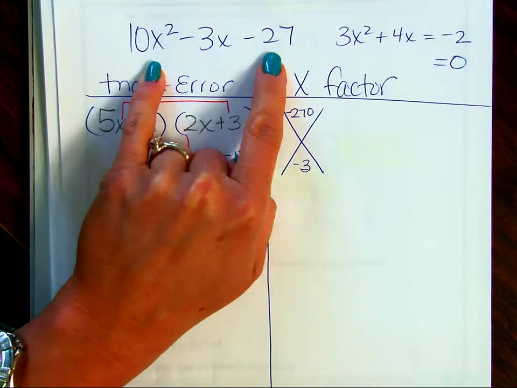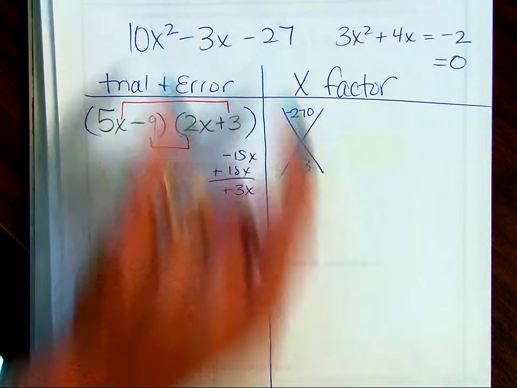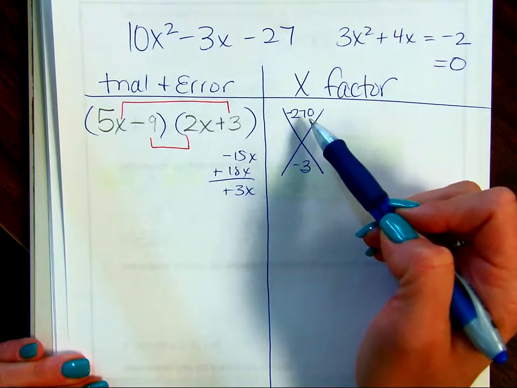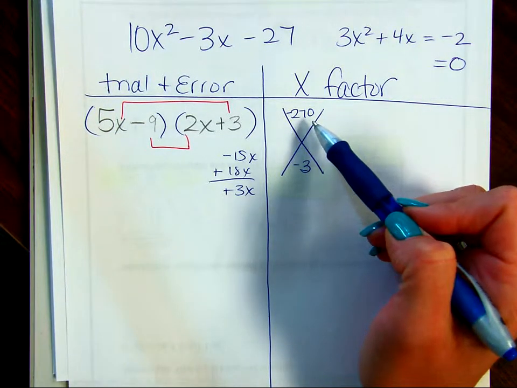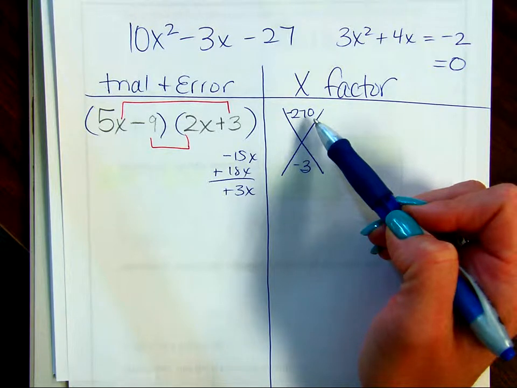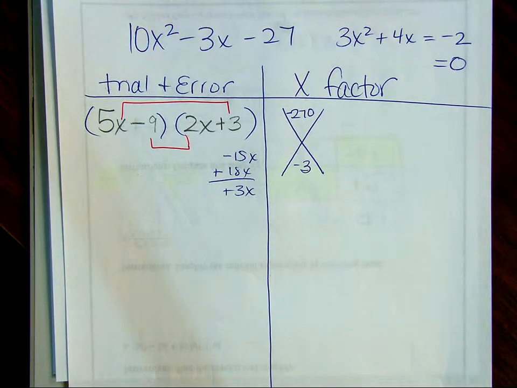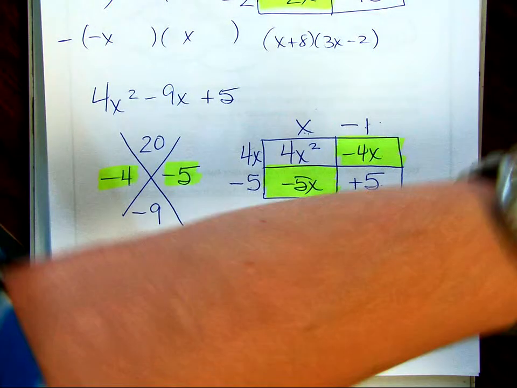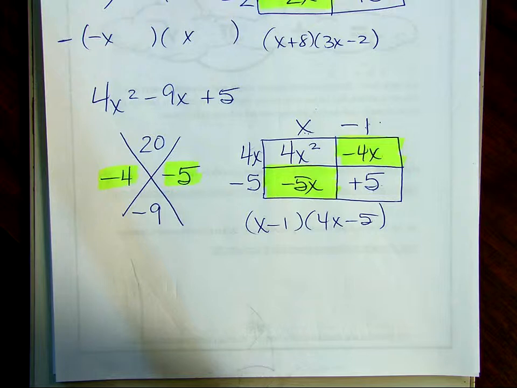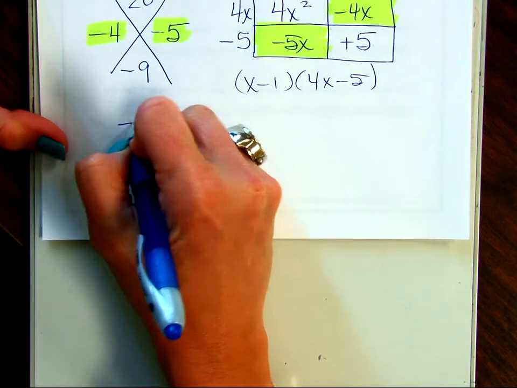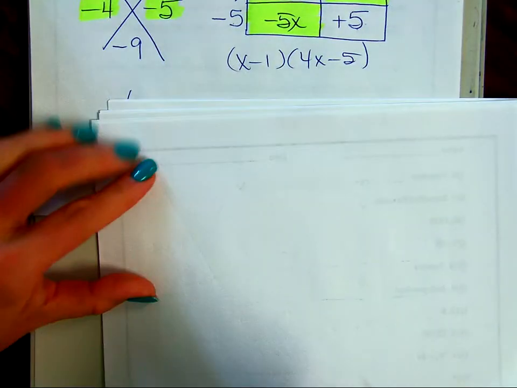Okay, here's another thing. As I'm looking at this, is this a good candidate for trial and error, or for an X factor? Probably not, because when I multiply my A times my C, I get 270. And I don't really feel like dealing with all the factors of 270. So then you might say, I'm going to do a trial and error. So do you see how being equipped with both kind of helps you? So let me give you one more to try.